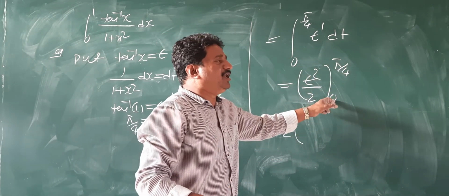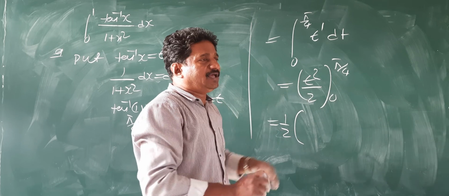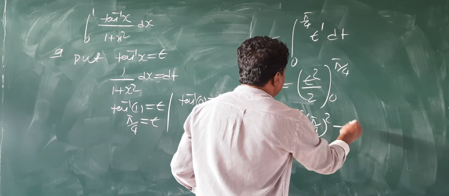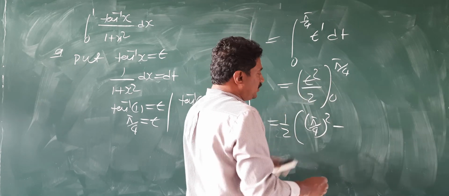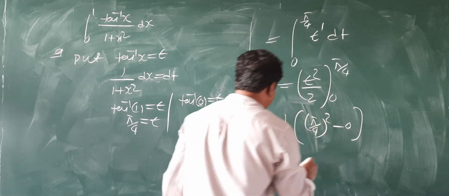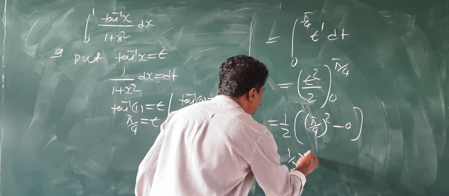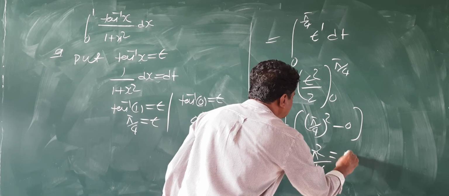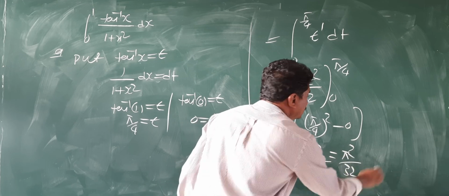These two are t values only, so they can be substituted for t. Pi by 4 whole square minus lower limit 0 square, which is 0. So write 1 by 2 into pi square by 16, which is pi square by 32.